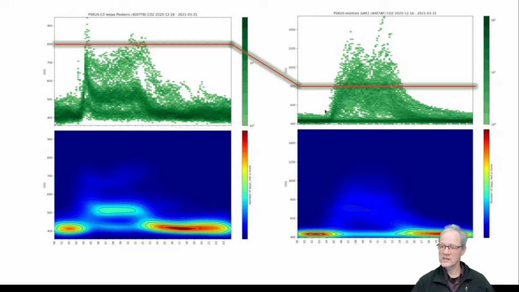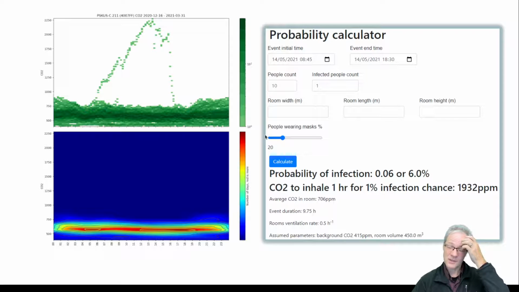So we could actually save some money on the ventilation and not do so much ventilation during the night hours, but during the day we need to properly turn it on if we want everyone to be healthy in our hospital. Another thing that we did, we created what's called a probability calculator.